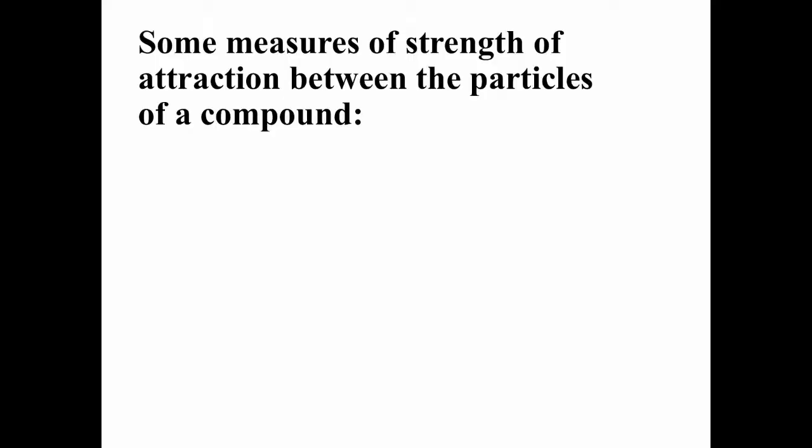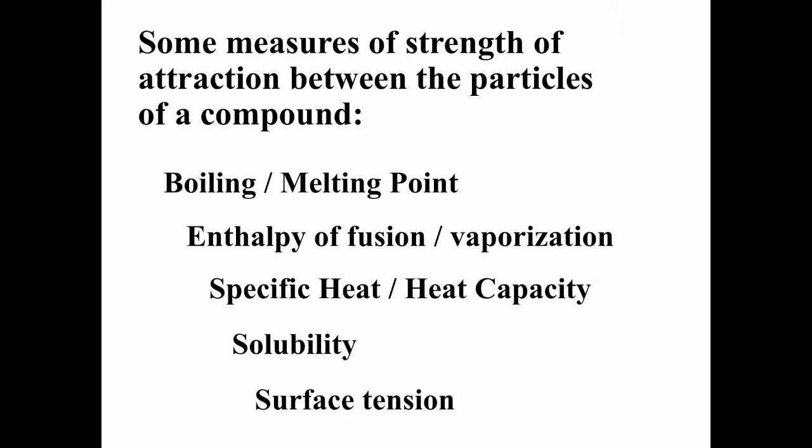So, some measures of strength of attraction between the particles of a compound, let's say the molecules making up a compound. Well, there's lots of things that are rough measures of how strongly the particles attract each other, such as the boiling or melting temperatures. Things that have high boiling points will have strong attractions between their molecules. Things that have high melting points will have strong attractions between their molecules. If the boiling points or melting points are low, that's indicative of not as strong attractions between molecules.